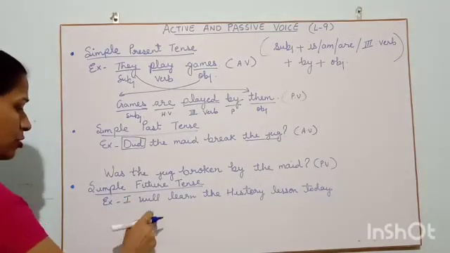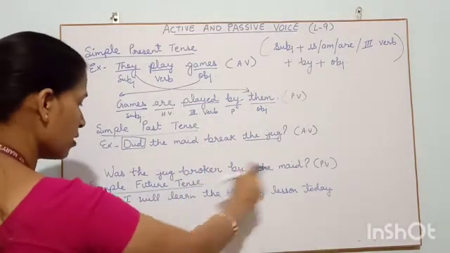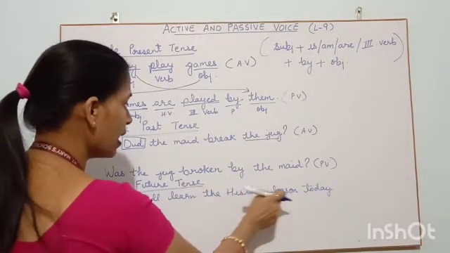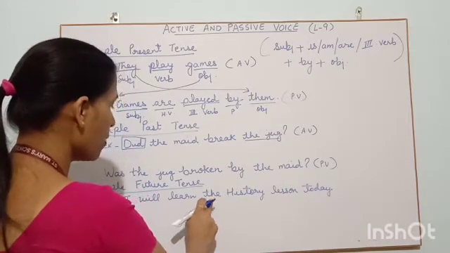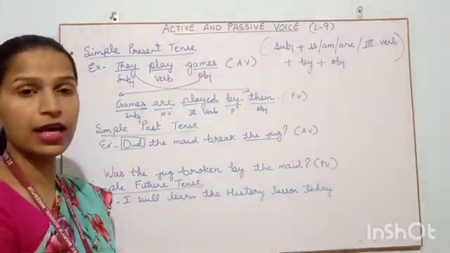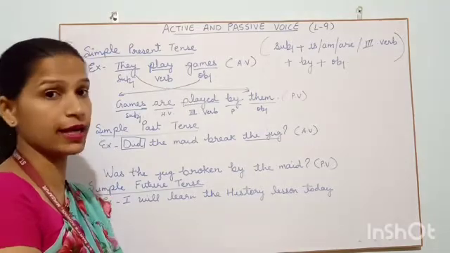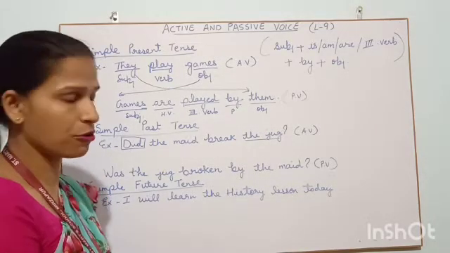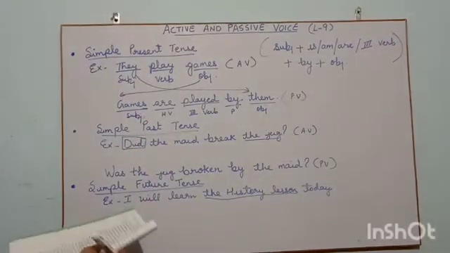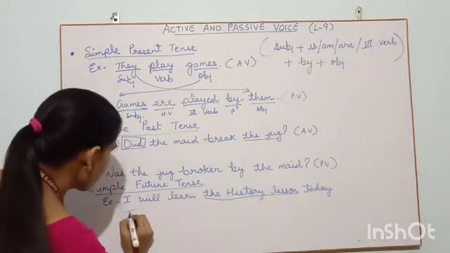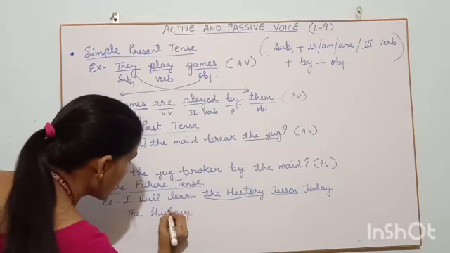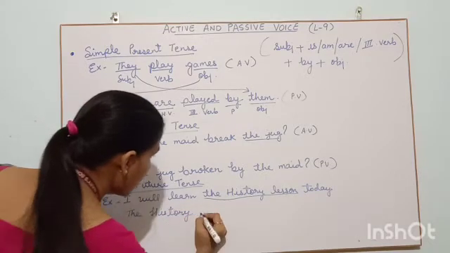Active voice changed into passive voice. Let's take the object first. What is the object? I will learn what? The history lesson. It means I have to begin from it, and children, we will not leave any article. Whatever article is there in the object, we have to take it. If you do not take it, the sentence would be wrong. So our article the is there. So we will begin with the object, the history lesson.